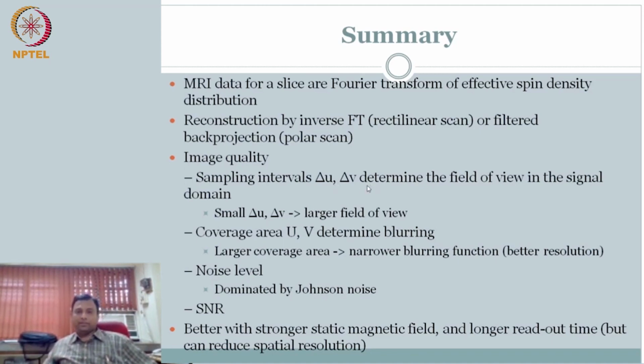We talked about sampling intervals, delta U and delta V, in the frequency domain. We saw this as very confusing, but if you understand it, it is very straightforward and intuitive. The highest frequency in the frequency domain dictates the finest variations that you can catch, or your spatial resolution. We know that; it just comes out very sophisticated here. Delta U and delta V we related to your field of view in the XY direction. Likewise, your coverage area of capital U and capital V determines the blurring. And then finally, we talked about Johnson noise and concluded with signal to noise ratio.